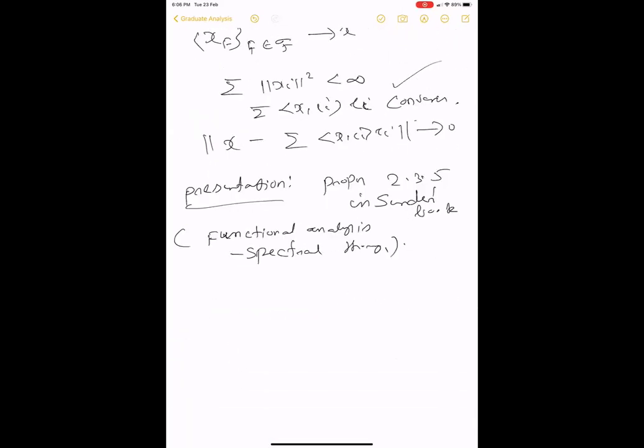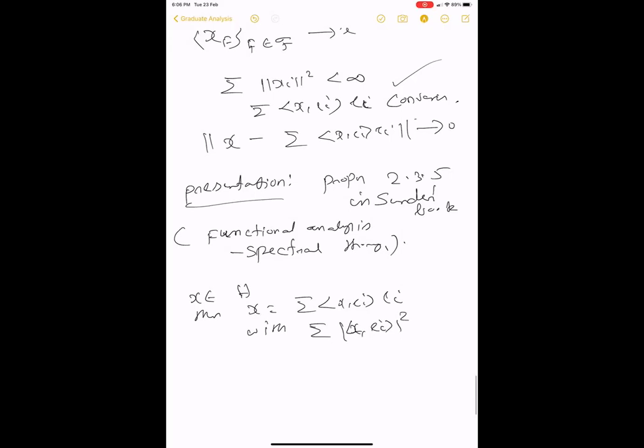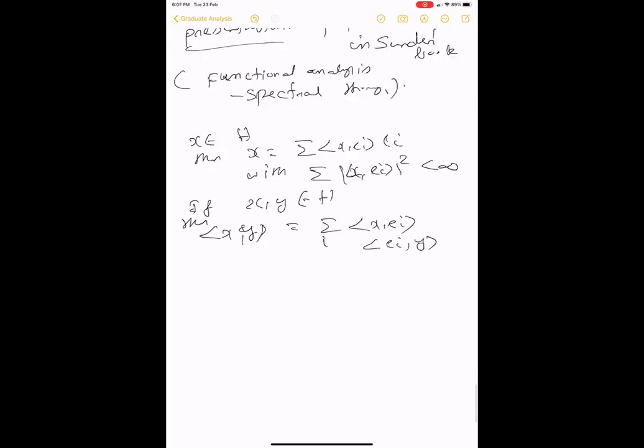From that, it will be clear that if you have any element x in H, then x equals the summation of x e_i, e_i. You can write it like this, with summation of mod x e_i squared smaller than infinity. If you have x and y in H, then the inner product of x and y equals the summation of x e_i and e_i y. This is just a sum of complex numbers. So these things will follow.